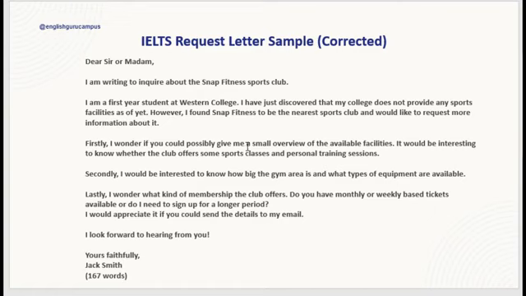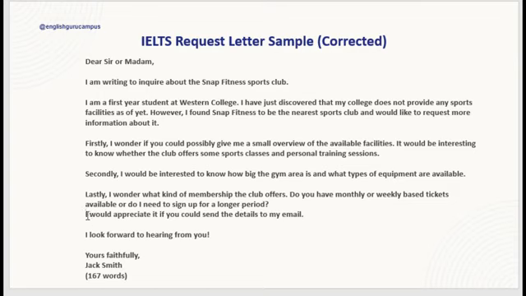Firstly, I wonder if you could possibly give me a small overview of the available facilities. It would be interesting to know whether the club offers some sports classes and personal training sessions. And secondly, it's always better to paragraph it, if you have different points to raise. So secondly, I would be interested to know how big the gym area is and what types of equipment are available. Lastly, I wonder what kind of membership the club offers. Do you have monthly or weekly based tickets available, or do I need to sign up for a longer period? You can ask questions. Some candidates had asked me whether you can make a question or not. Yes, we can ask a question in our letter.